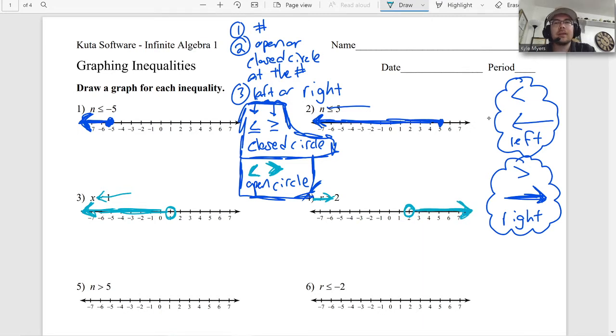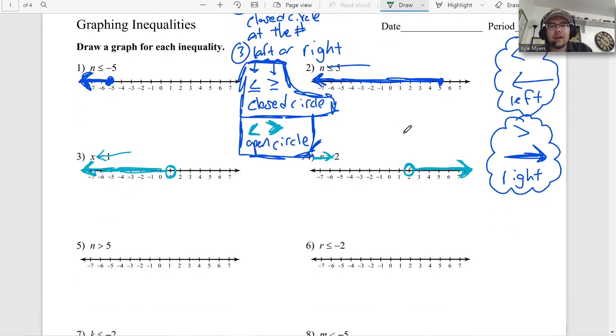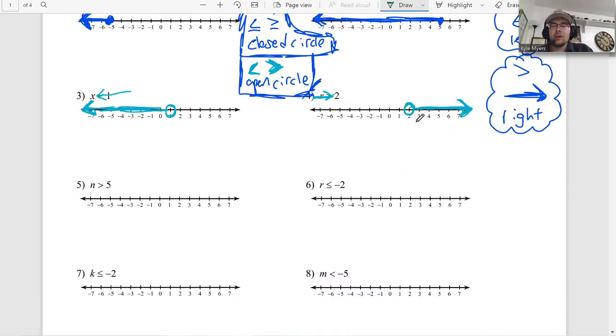All right. Change colors again. Go to green here. And let's see. As we start to scroll down, you're going to see less of the page, so we got to figure out what to do here from memory. We have a 5. And is that going to be an open circle or a closed circle? Well, how about open circle? It looks like this. Open circle. Okay, so open circle at 5. And then are we going to go left or right? Well, it looks like we're going to go to the right.